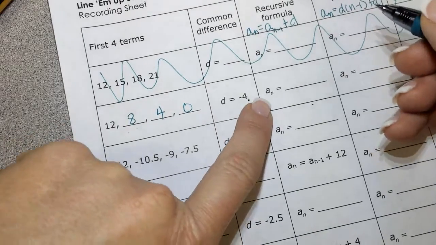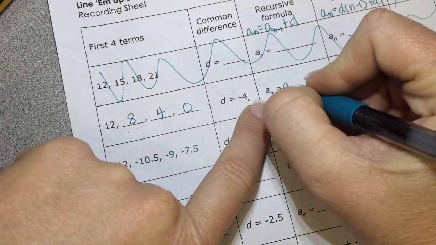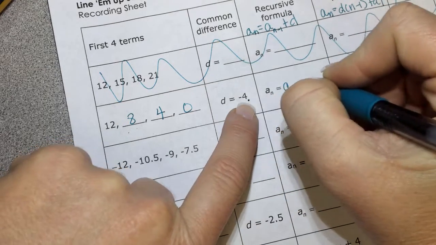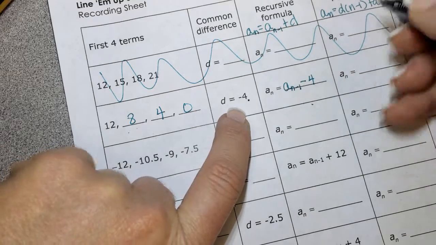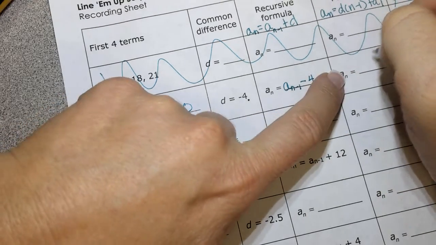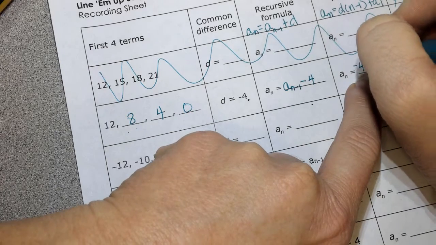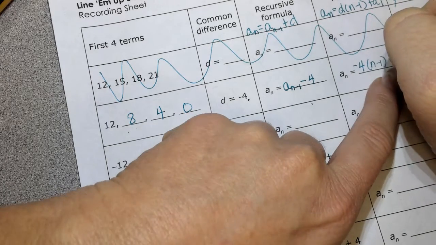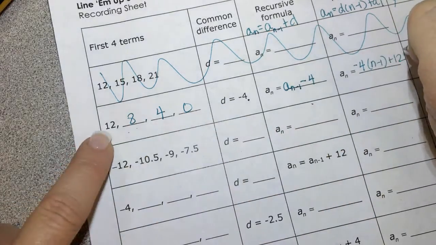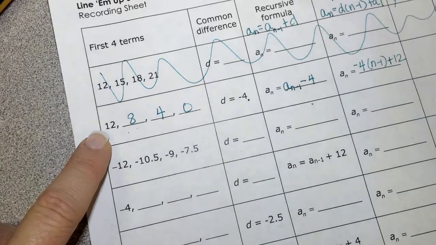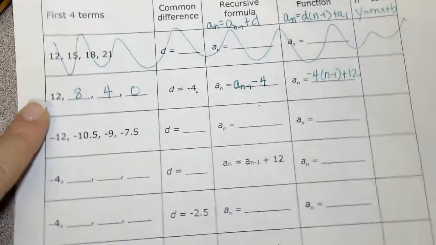So for the recursive formula, I would have a sub n minus 1 minus 4, since it's negative. And then for my explicit, I'd have -4 times n minus 1, and then plus 12, because 12 is my first term.